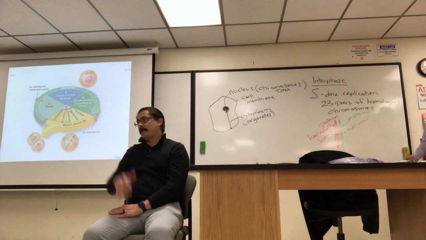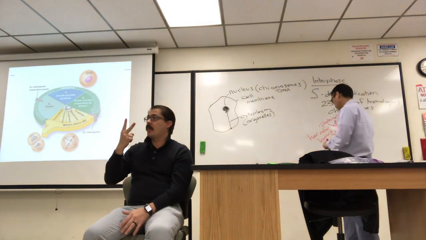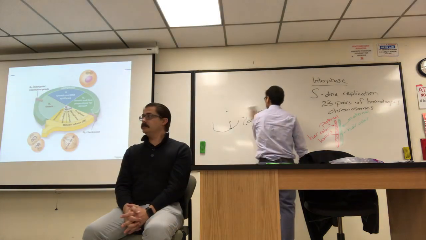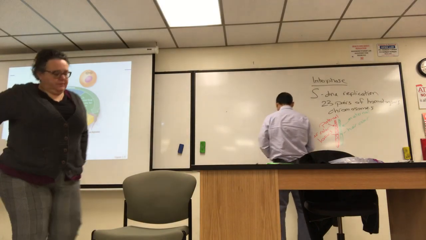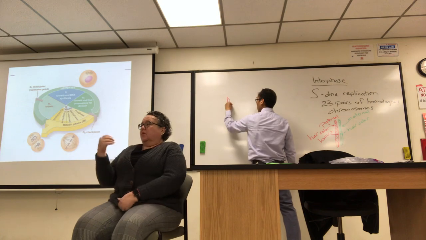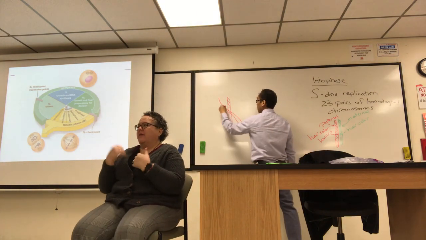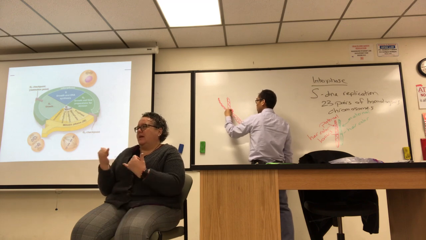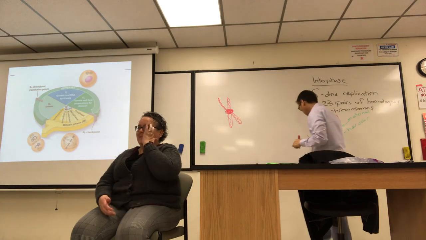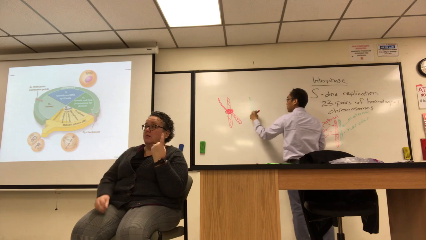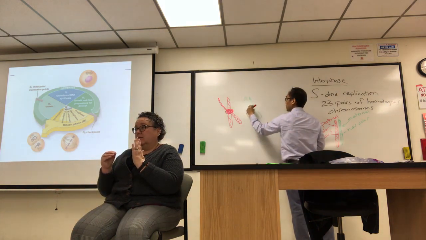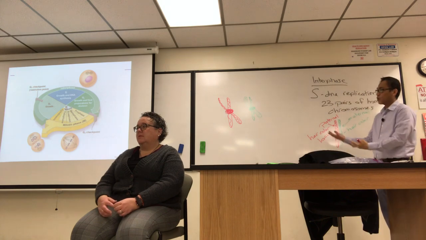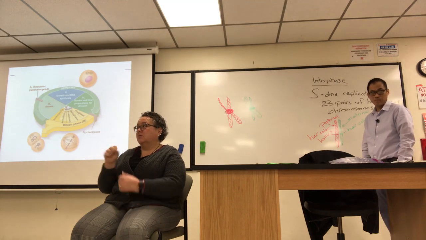Now, when you replicate, you double that. So you had this one before, and then it replicates, and now you have something like that. Now there are two of them. And the one from your mom, you had one, and it replicated. Now there are two. So those are still homologous chromosomes that have been replicated. You've doubled it.